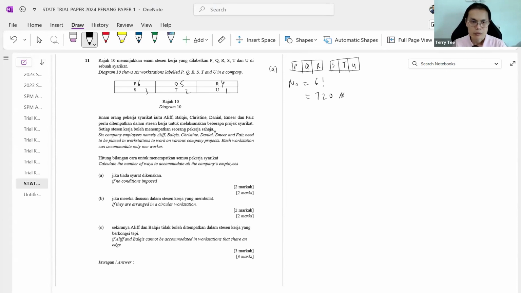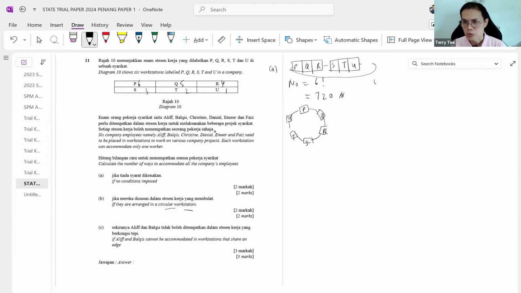Okay. Now, the second one, we're putting them in a circular workstation. Understand one thing: when you put them in a circle, the position we're interested in is who is seated next to who, left and right. When you put them in a row, yes, 6 factorial, no problem. But when you join them together like this, okay, this is just for the explanation, you don't have to do all this. Let's say I put 6 of them like this, beginning with P: P, Q, R, S, T, U. This is one arrangement.